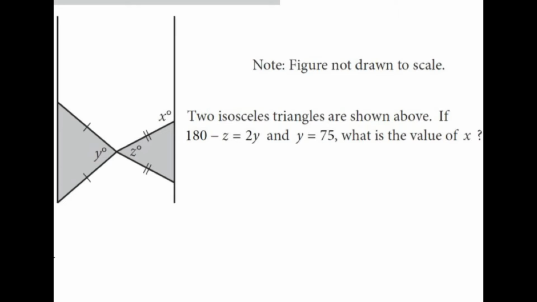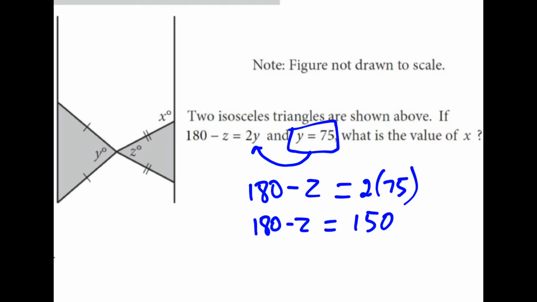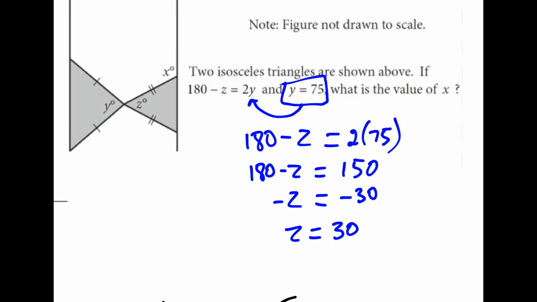This is a review of the Chapter 4 PSAT questions. We're told in the problem that y is equal to 75. We can substitute that into the first equation. So we multiply 2 by 75 to get 150. And if we finish isolating z, the answer is 30.